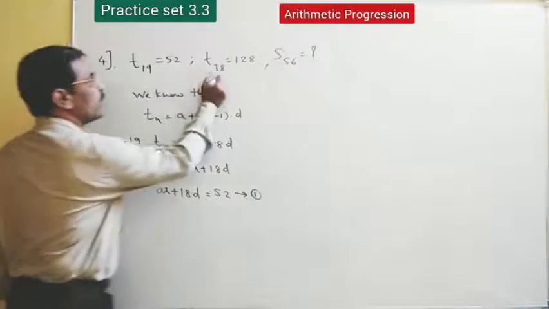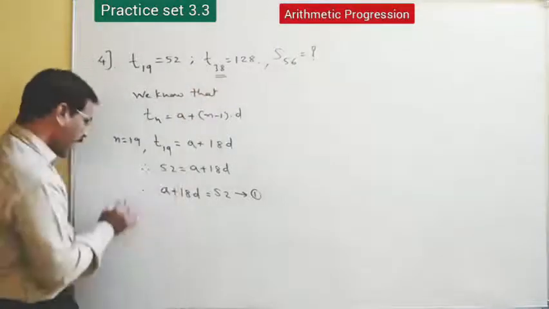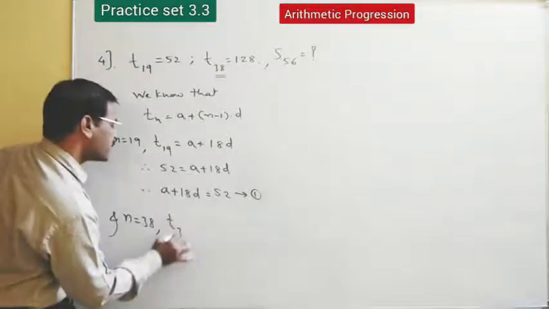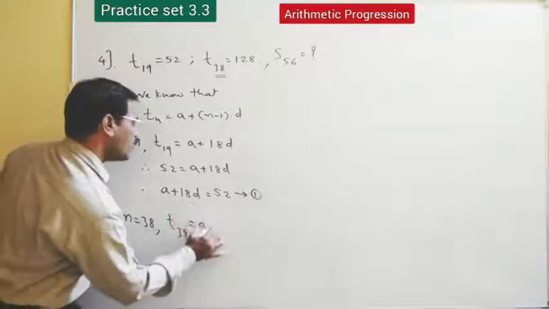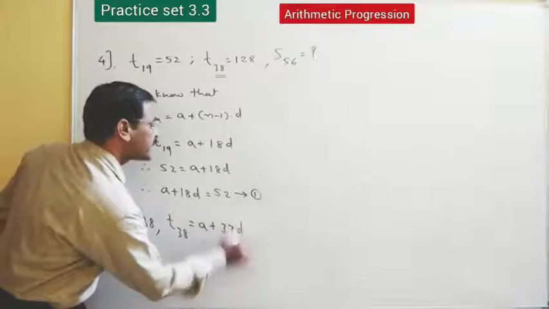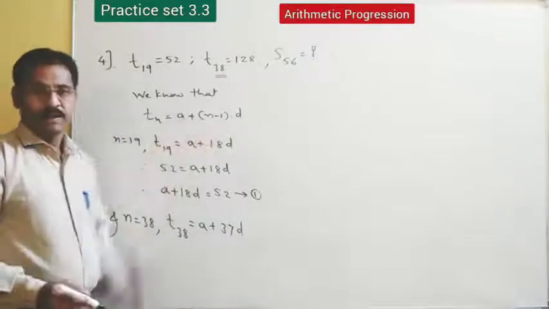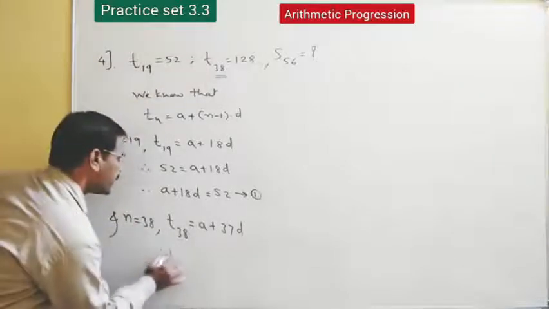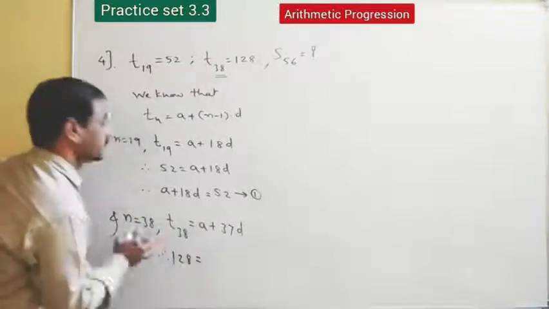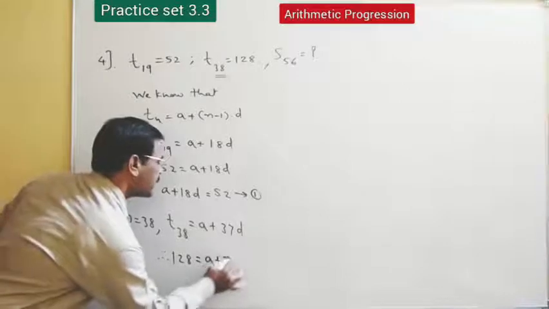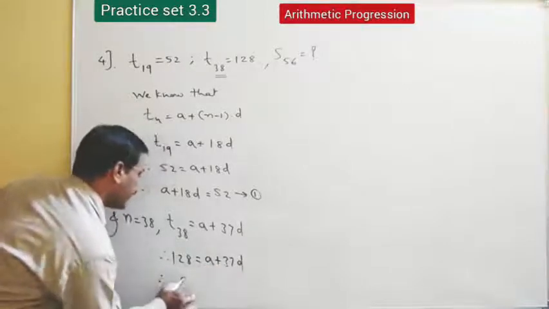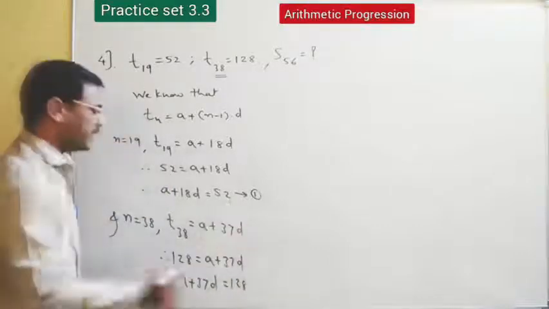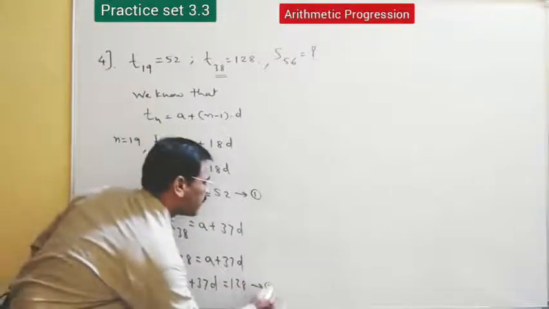And here we know the 38th also, that is n is equal to 38. So what can we get here now? T38 is equal to A plus how much? 37D, because of (n minus 1)D. T38 we know is 128, that is A plus 37D. Therefore, we can write A plus 37D is equal to 128. Say this is equation number 2.